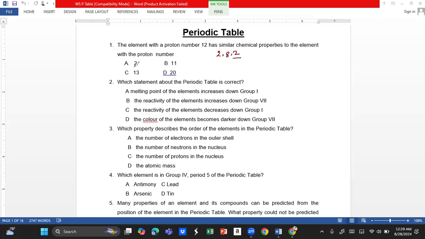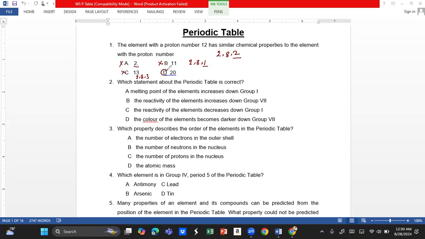Option A has 2 electrons in the outer shell, but the first shell is a complete shell. This one is not complete. It needs 6 electrons. Option B, it is 2, 8, 1. This is also incorrect. It has 1 electron in the outer shell or valence shell. Option C, 2, 8, 3. It has 3 electrons in the outer shell. Option C is also incorrect.